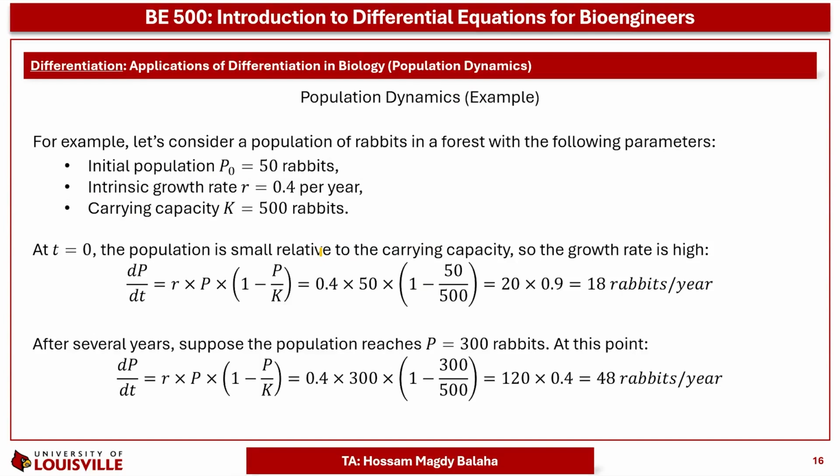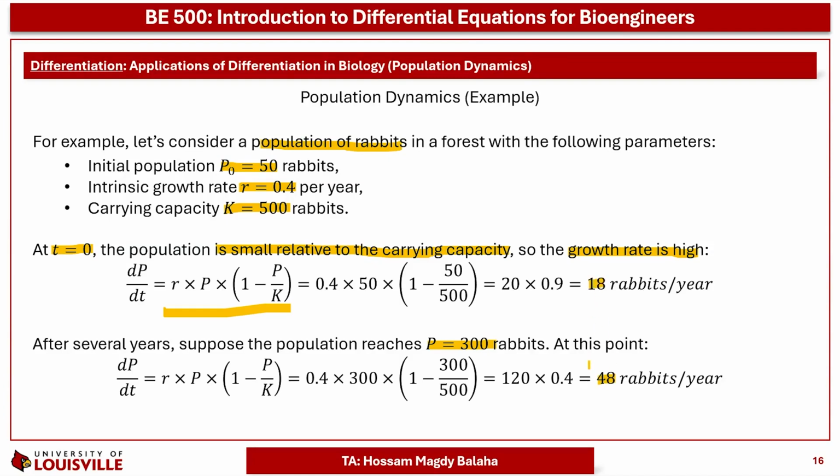To understand this equation, let's assume this example. We have a population of rabbits with the following parameters. The initial population is 50 rabbits. The intrinsic growth rate r equals 0.4 per year, and the carrying capacity, which is the maximum capacity, is 500. So at the beginning of the experiment, or at time t equals 0, the population is small relative to the carrying capacity. So if you apply that in the original equation, you will find that the growth rate is very high. But after several years, let's assume 20 years, for example, the population may reach around 300 rabbits. So at that point, if you substitute in the same equation, you will find that you will gain 48 rabbits per year.